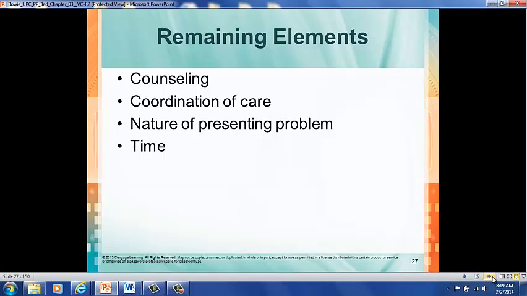CPT offers 2 definitions for time: face-to-face time, which is defined as the time the physician spends face-to-face with the patient and/or family. Although the definition of CPT specifies that the time includes time with the family, most payers, including Medicare, do not recognize the time spent with the family. They include only the time spent with the patient.